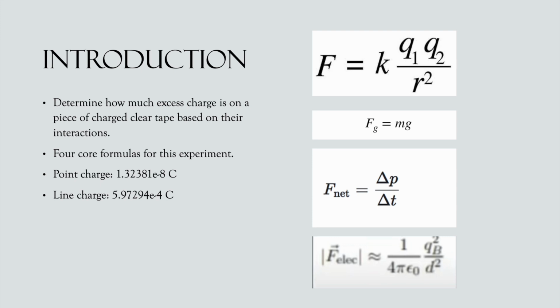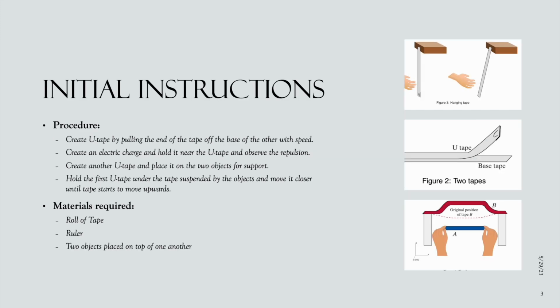Let's continue. For the point charge, I found 1.323, etc. times 10 to the negative 8 C, and for the line, I got 5.97294 times 10 to the negative 4 C. Now, these values will be further explained in the future. Initial instructions are as follows.